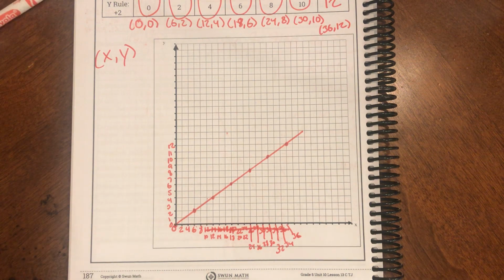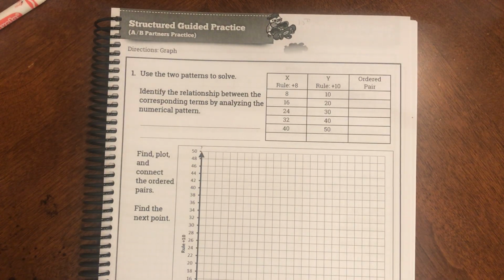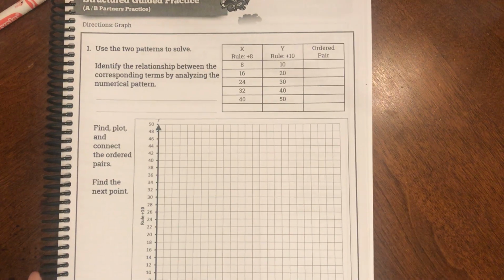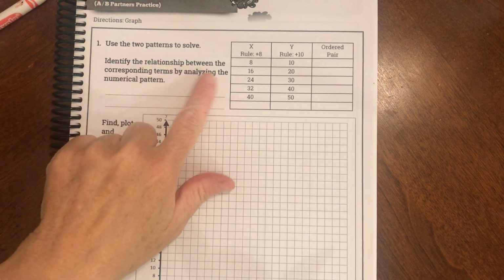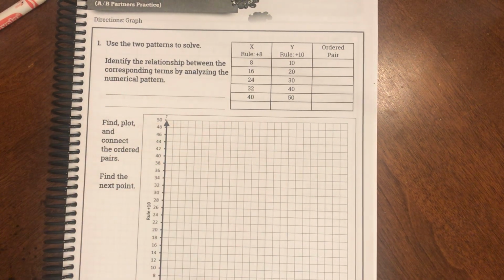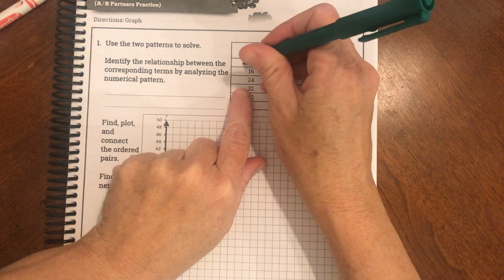All right, ready? Grab your pencil and let's do some. So we are on page 150. And our first problem says, use the two patterns to solve. So we have lots of directions here. It says, identify the relationships between the corresponding terms. Okay, so we could do the relationship part first, okay? So let's look at 8 and 10. Our corresponding terms are here.